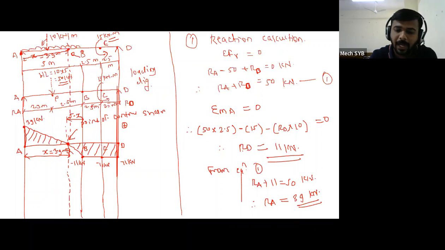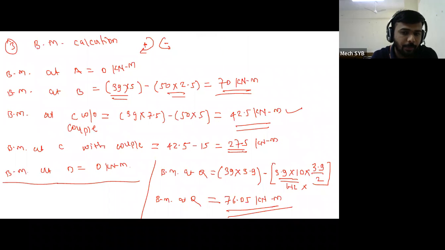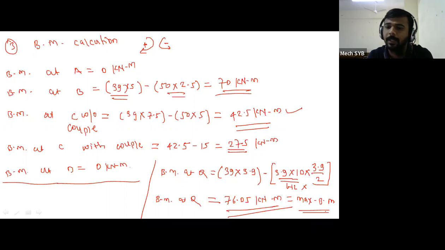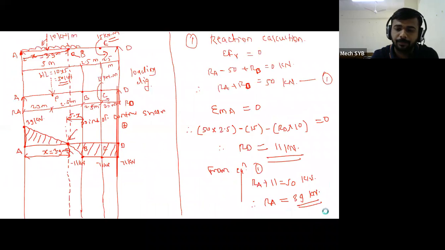That we have to check, and by doing the calculation we got the bending moment at point Q is equal to 76.05 kilonewton meter, and it is maximum as compared to the remaining values. Therefore त्याच्या पुढे मी लिहिले होतो की maximum BM. So draw the figure now.